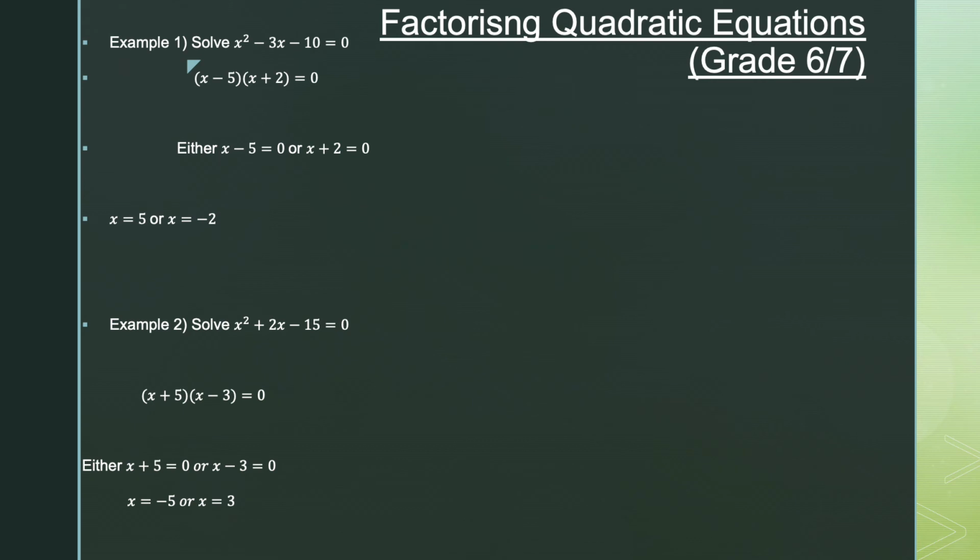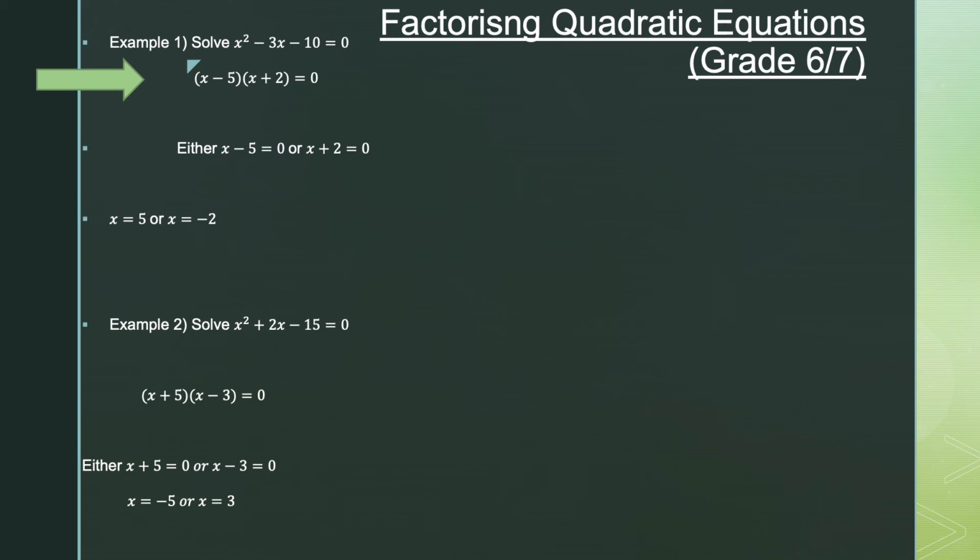Right, guys, we've got two examples here, factorizing quadratics. Example 1: solve x squared minus 3x minus 10 is 0. So it's x minus 5 and x plus 2. It's two numbers that add to make minus 3 and multiply to make minus 10. Factors of 10 are 1 and 10, and 2 and 5. Well, 2 and 5 does make 3, but to make minus 3, it has to be minus 5 plus 2, or plus 2 minus 5. So that is that one there.